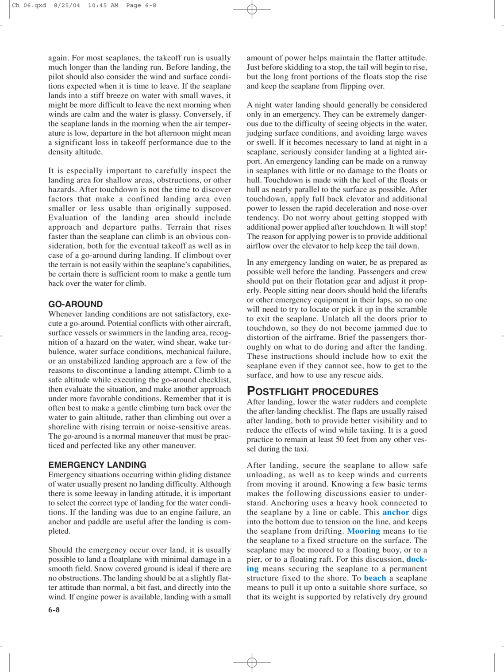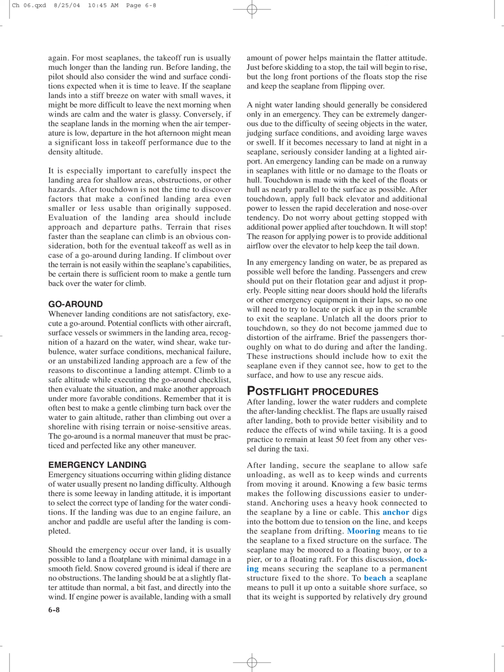An emergency landing can be made on a runway in seaplanes with little or no damage to the floats or hull. Touchdown is made with the keel of the floats or hull as nearly parallel to the surface as possible. After touchdown, apply full-back elevator and additional power to lessen the rapid deceleration and nose-over tendency. Do not worry about getting stopped with additional power applied after touchdown. It will stop. The reason for applying power is to provide additional airflow over the elevator to help keep the tail down.